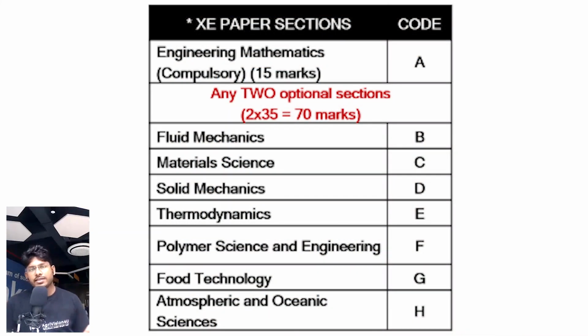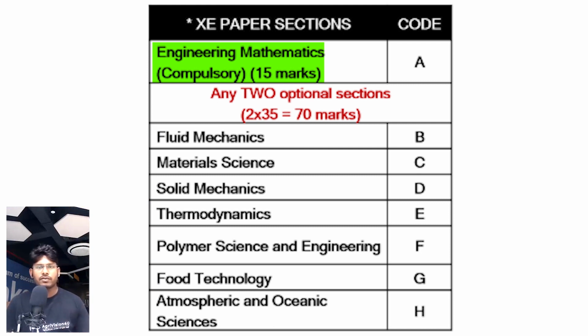I'm going to tell about GATE XE first. In GATE XE, if someone has a good maths background, they certainly go for XE, that is engineering sciences. In XE, we have general aptitude as common, which we don't have to talk about. Mathematics is a compulsory subject of 15 marks. Then we have thermodynamics, fluid mechanics, polymer science, food technology, atmospheric sciences, and solid mechanics. These are the options. Among those, we have to choose two subjects.